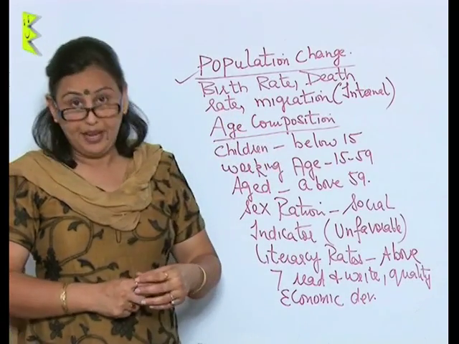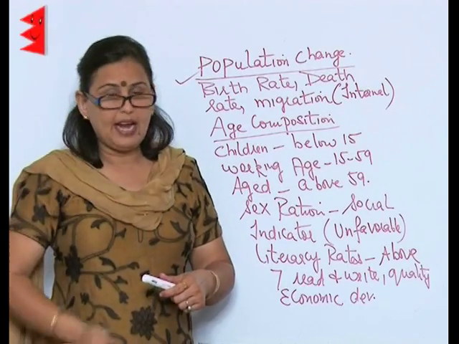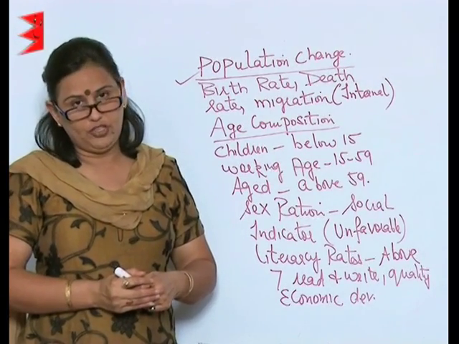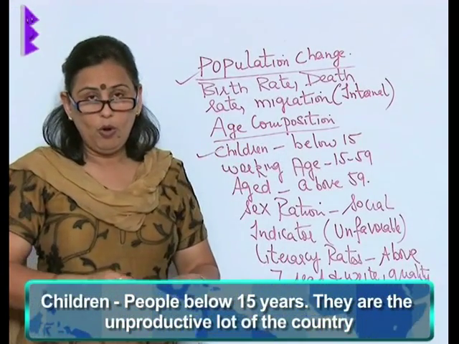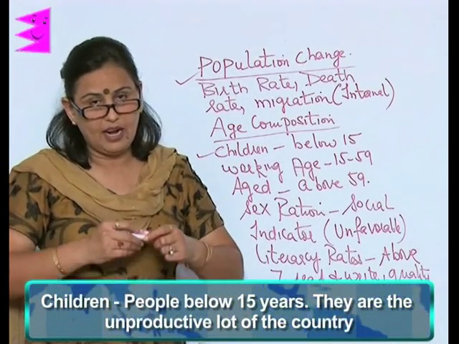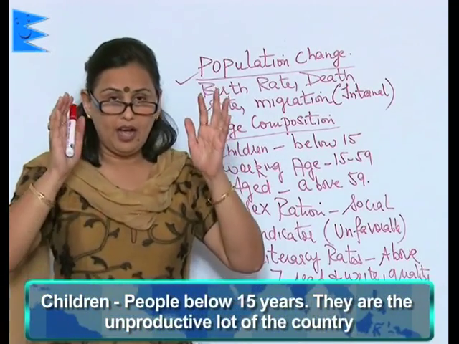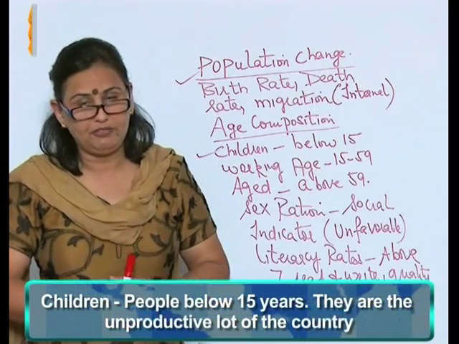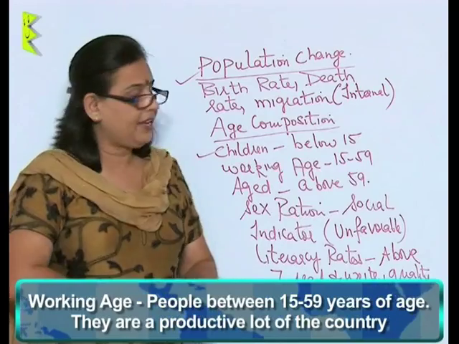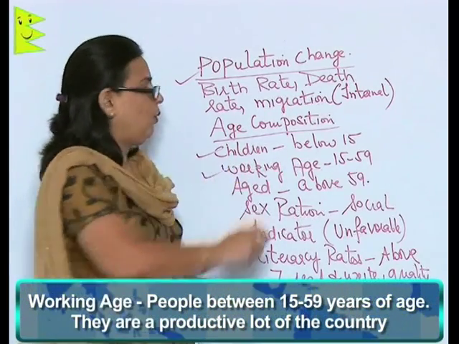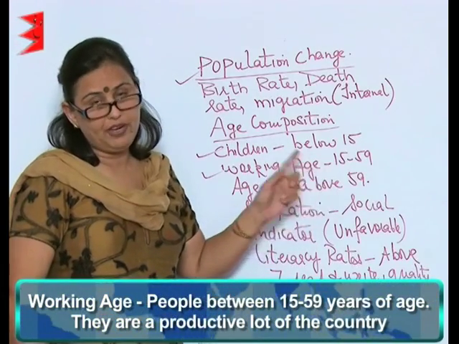Let's talk about the age composition of the population. There are three categories of the population. The first is the children. All below 15 years are termed as children, and they are the unproductive lot of the country. Then is the working age. Working age is between 15 to 59 years. They are a productive lot of our country.